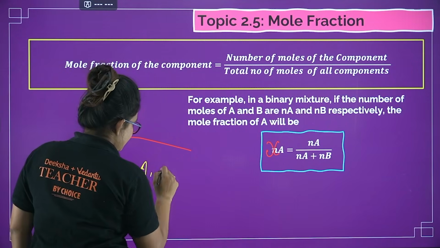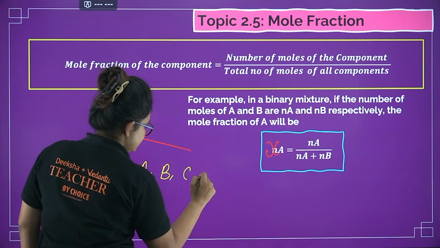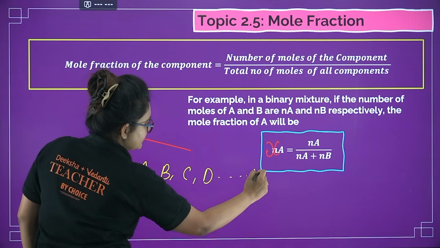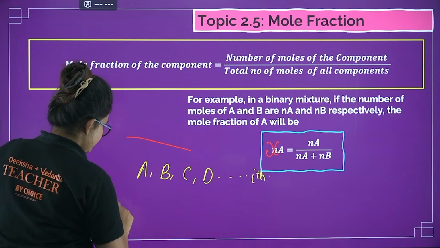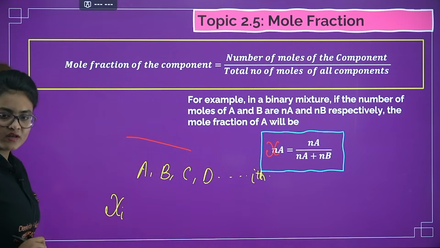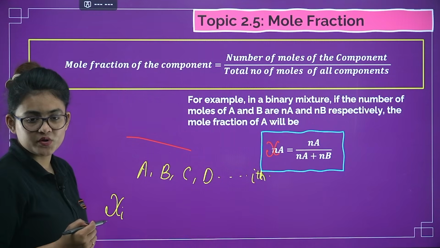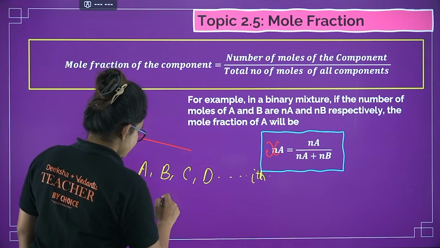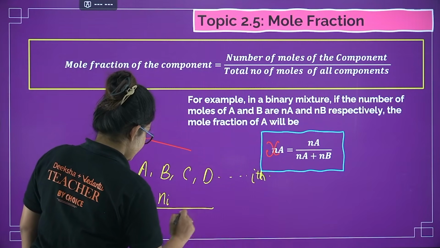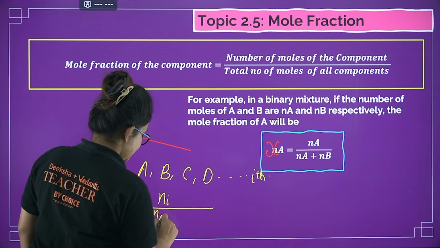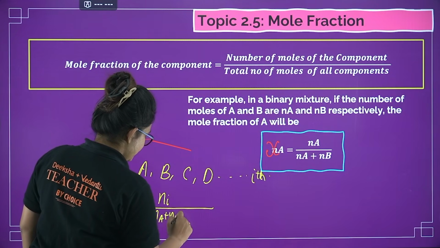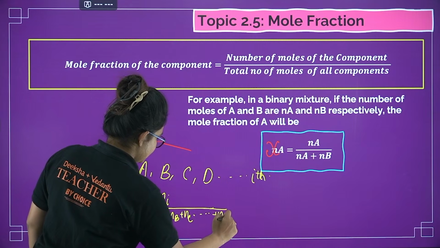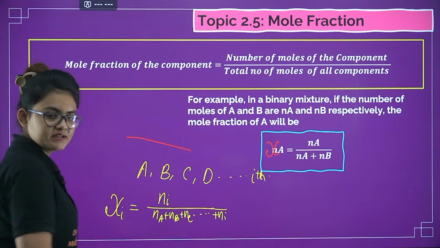Let's say I'm having A, B, C, D up to the ith component. So what is the mole fraction of the ith component? How should you represent it? Here also, it is the number of moles of i divided by the total number of moles, so Na plus Nb plus Nc up to Ni, the summation of all the species.